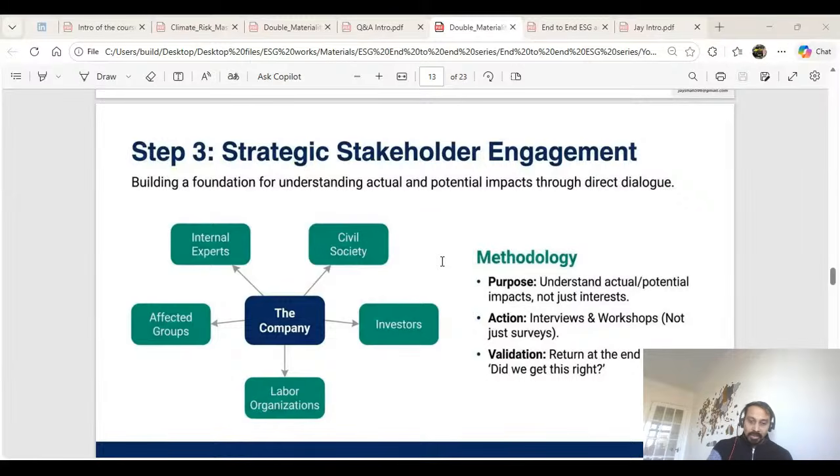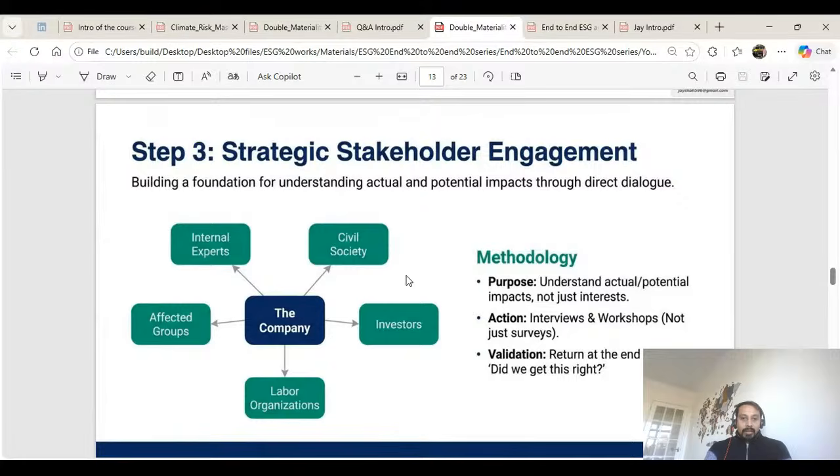You have to do a focus group discussion for NGOs, you have to do labor group discussions, or you have to do an employee survey and employee engagement during your offsites or other kinds of events. And you also have to discuss with your investors what the material risk is for them, and validate at the end, did we get this right or not. So this is a very important part of strategic stakeholder engagement. I have an example showing the different types of stakeholders here. You can add more if I missed anything. We will see in the practical how stakeholder engagement can be done in Excel.